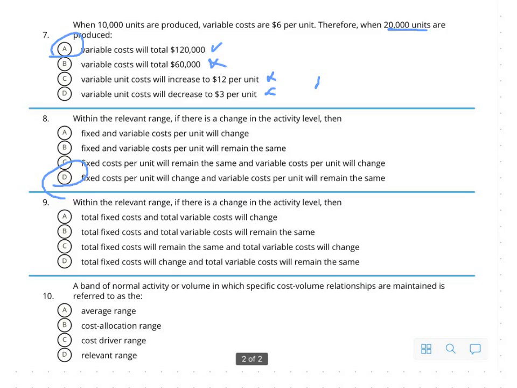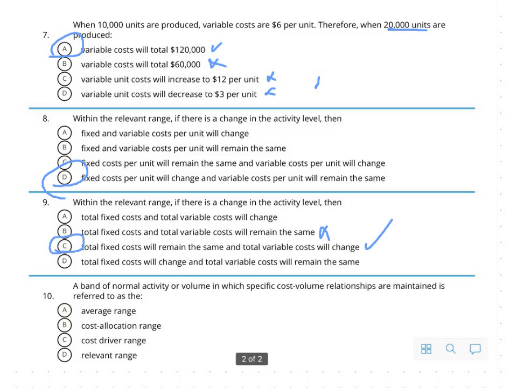Within the relevant range, if there is a change in the activity level, then total fixed costs and total variable costs will change. No. Total fixed costs and total variable will remain the same. No. Total fixed costs will remain the same, yes, and total variable costs will change, yeah. Total fixed costs will change, no, variable costs. So the answer here is C.